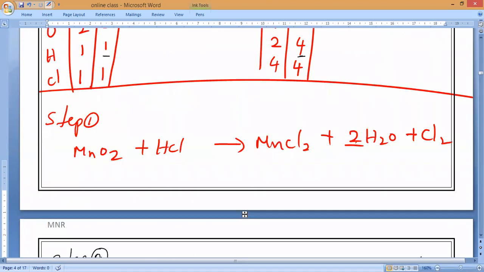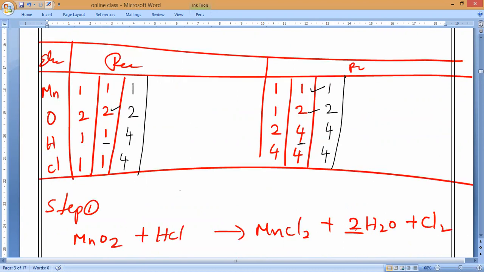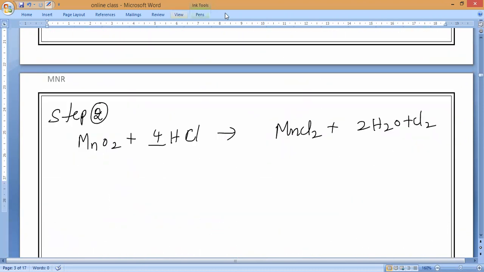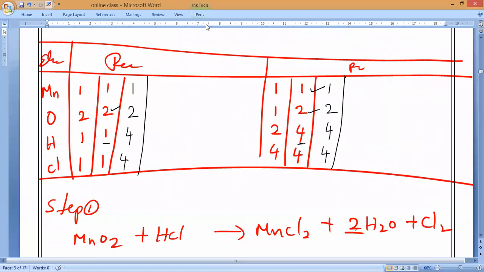Now I try to balance hydrogen, but chlorine also becomes balanced. So product side, no change. 1, 2, 4, 4. And if you notice it here, 1, 2, 4, 4 will come. Is it yes or no, guys? Yes. So that's all. Is it balanced or not? Yes, sir. That is what you have to remember: MnO2 plus 4HCl will give you MnCl2 plus 2H2O plus Cl2. So this is all about it.